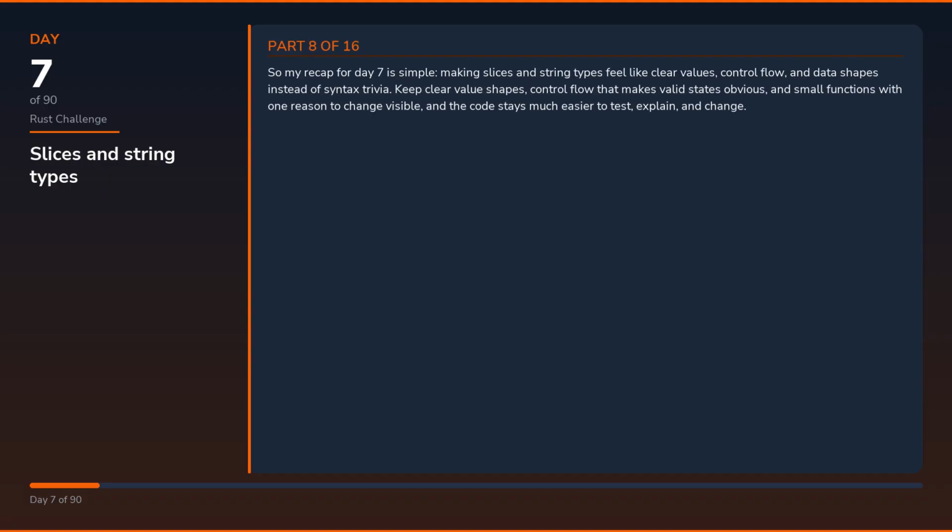So my recap for day 7 is simple: making slices and string types feel like clear values, control flow, and data shapes instead of syntax trivia. Keep clear value shapes, control flow that makes valid states obvious, and small functions with one reason to change visible, and the code stays much easier to test, explain, and change.